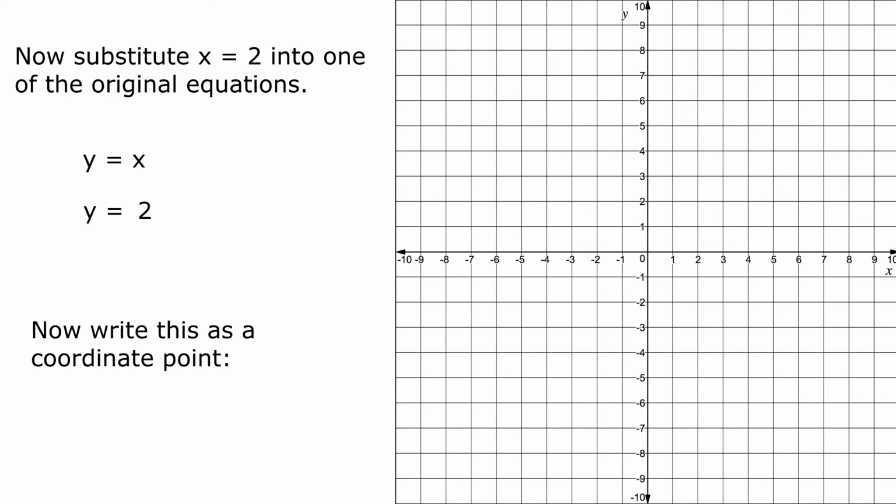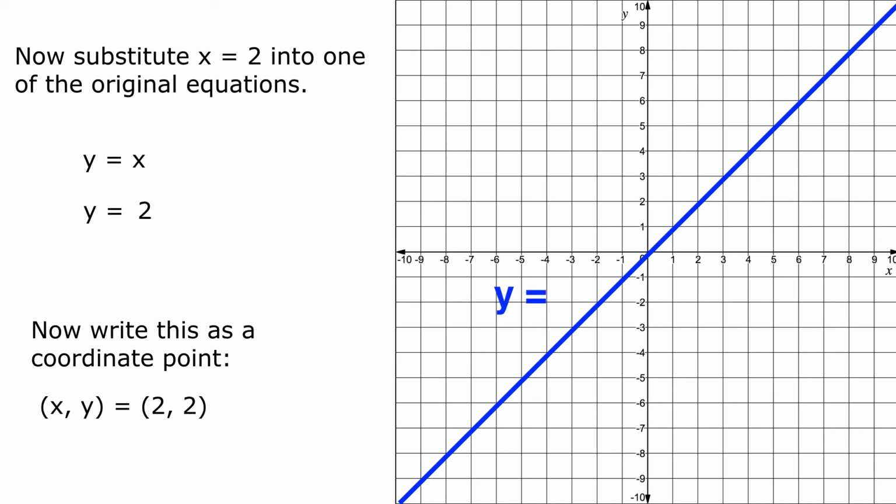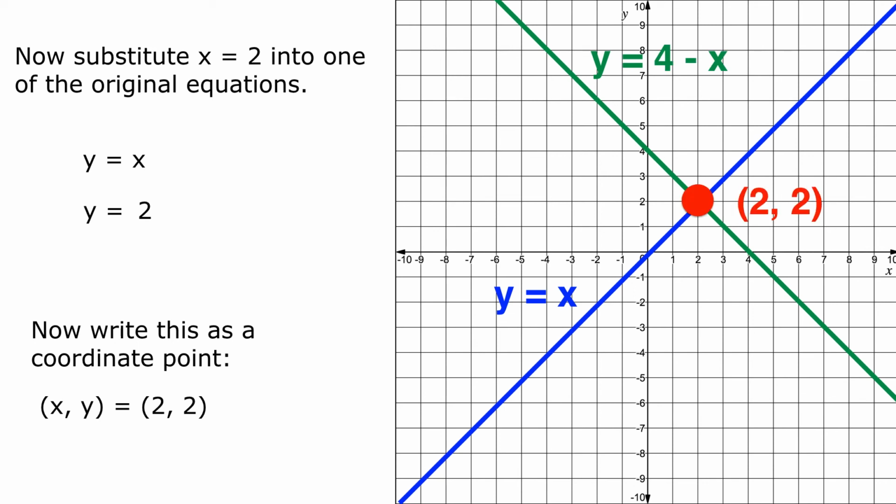So I just want to write my answer now as a coordinate point. I've got x is equal to 2, I've got y is equal to 2, so my solution is x equals 2, y equals 2. And when I draw my lines on the grid and we see the point where they meet, we know that I've been able to confirm that both graphically and algebraically.